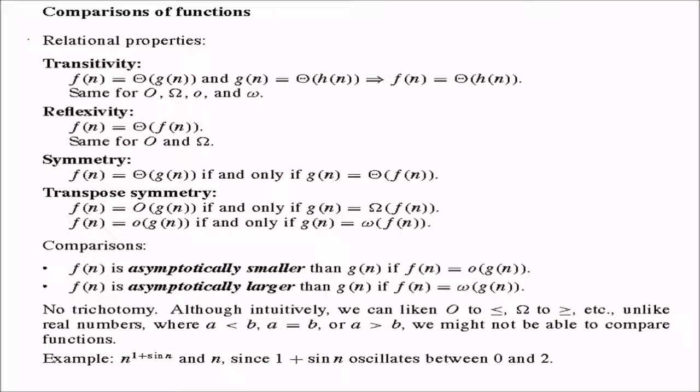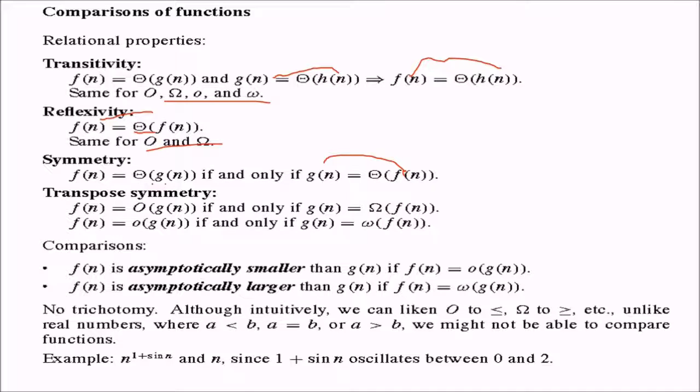When we compare functions, we have some equivalence properties like transitivity, reflexivity and symmetry. So transitivity says if f(n) is order of g(n) and g(n) is order of h(n), then f(n) will be order of h(n). This is the same for all these notations. Reflexivity means f(n) is theta of f(n), because theta is always true, it is reflexive. This is similar for big O and big omega. Symmetry means f(n) is theta of g(n) if and only if g(n) is also theta of f(n).